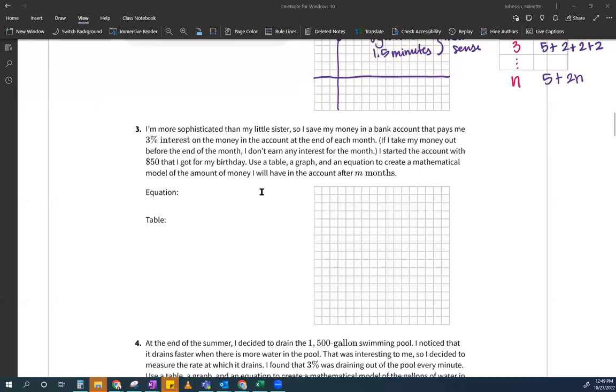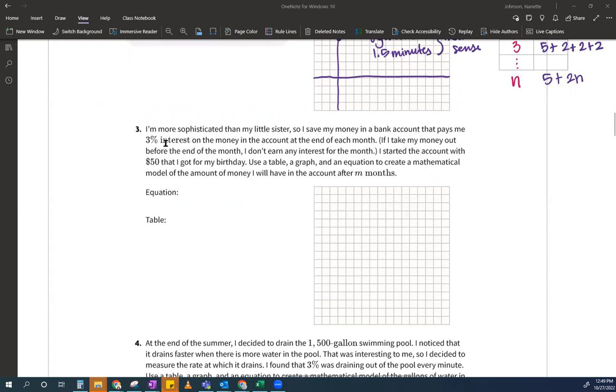Okay, so we're in 2.1 and we're just going to finish off a couple of these word problems. For those of you who don't like word problems, that's what the next couple of problems are about. And then it's comparing what you noticed about them.